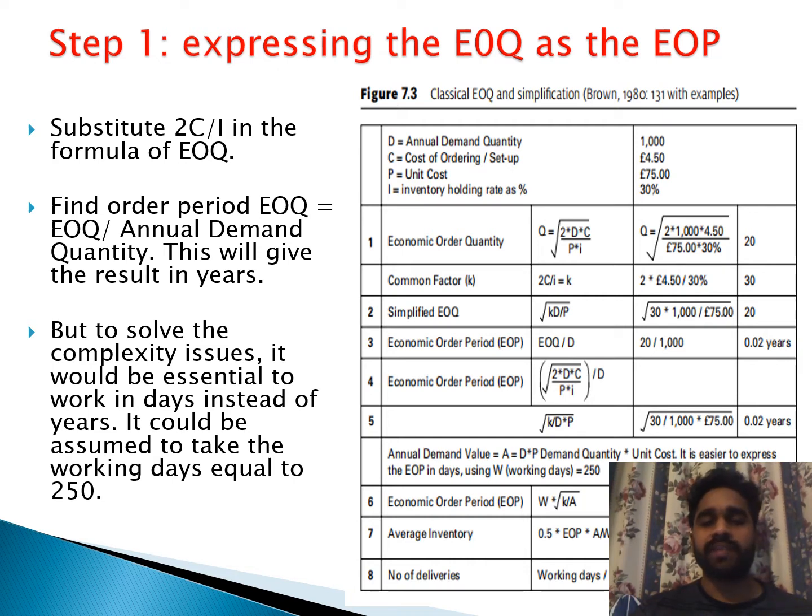As you can see in the picture, I will use this formula for getting the value of EOQ: Q equals root of 2 multiplied by D multiplied by C divided by P multiplied by I, and the same for the EOP: under root 2 multiplied by D multiplied by C divided by P multiplied by I, and divided by D. And in the next slide we will see how to calculate the value in the Excel sheet.